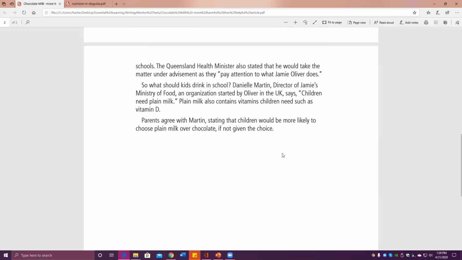So, what should kids drink in school? Daniel Martin, director of Jamie's Ministry of Food, an organization started by Oliver in the UK, says children need plain milk. Plain milk also contains vitamins children need, such as vitamin D. Parents agree with Martin, stating that children would be more likely to choose plain milk over chocolate if not given the choice.